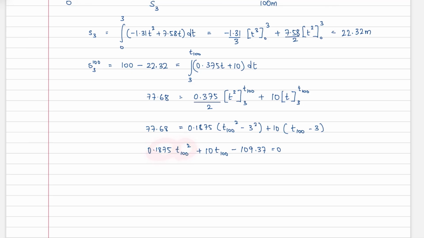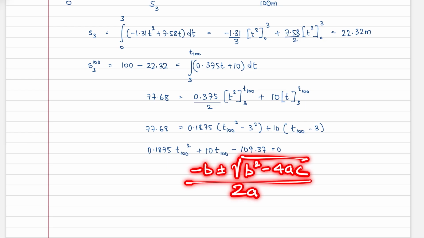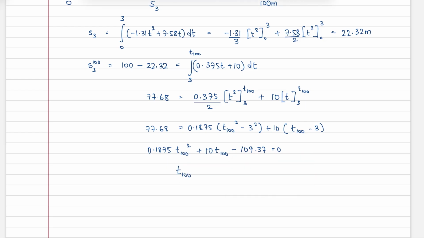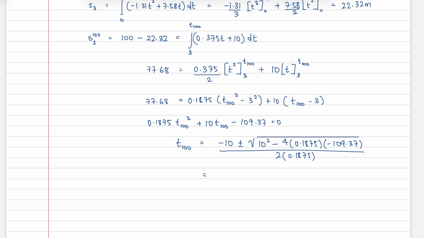This is ax squared plus bx plus c form, which means we can use the quadratic formula, minus b plus or minus root over b squared minus 4ac, by 2a, are your two solutions, which gives me t100 is equal to minus b plus or minus root over b squared minus 4 times 0.1875 times, in this case, c is minus 109.37, divided by 2 times 0.1875, which gives me t100 is either, if you put this in your calculator, 9.311 seconds or minus 62.645 seconds.